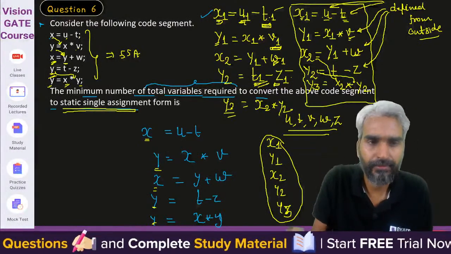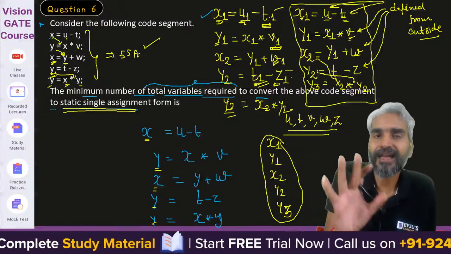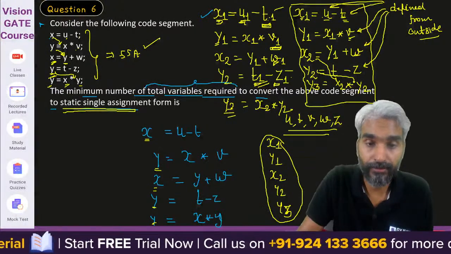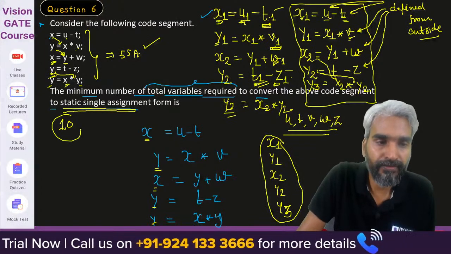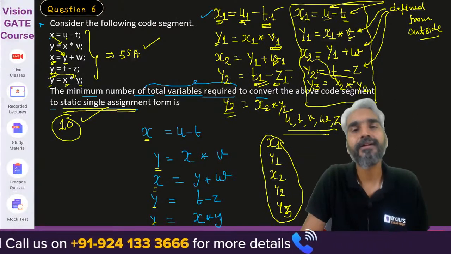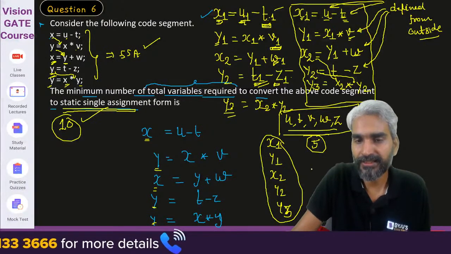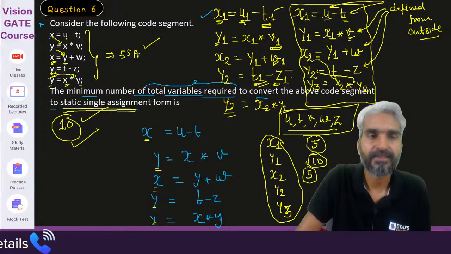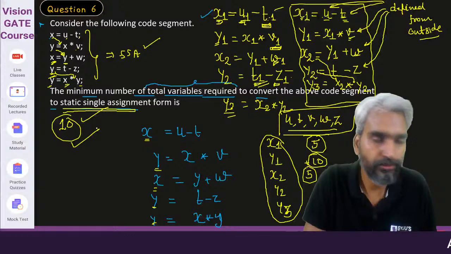I have explained it in a proper way in a video. So if you guys are not comfortable with the concept of SSA, then you can watch that particular video. Okay. So total minimum number of variables needed will be 10. You can actually see this 5 from external, 5 new. So overall 10. This is the answer for question number 6. Let's move to the next question.